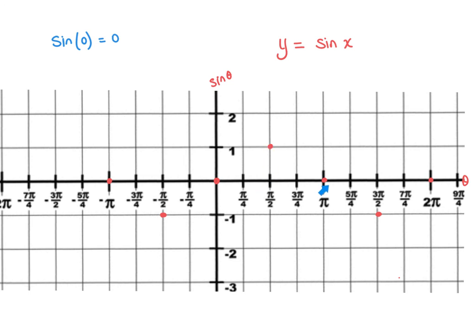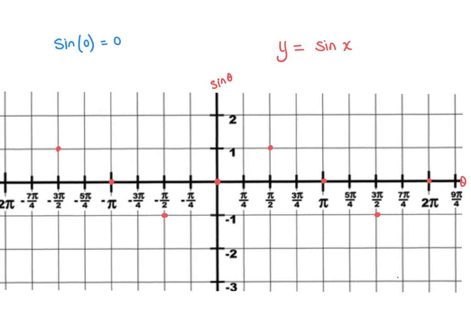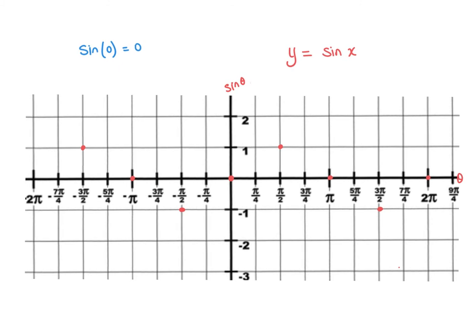Sine of pi is 0. Sine of 3 pi over 2 is negative 1. Sine of 2 pi is 0. If I go this direction, sine of negative pi over 2 is negative 1. Sine of negative pi is 0. Sine of negative 3 pi over 2 is positive 1. And then you'll see that it goes back to your 0 as well.